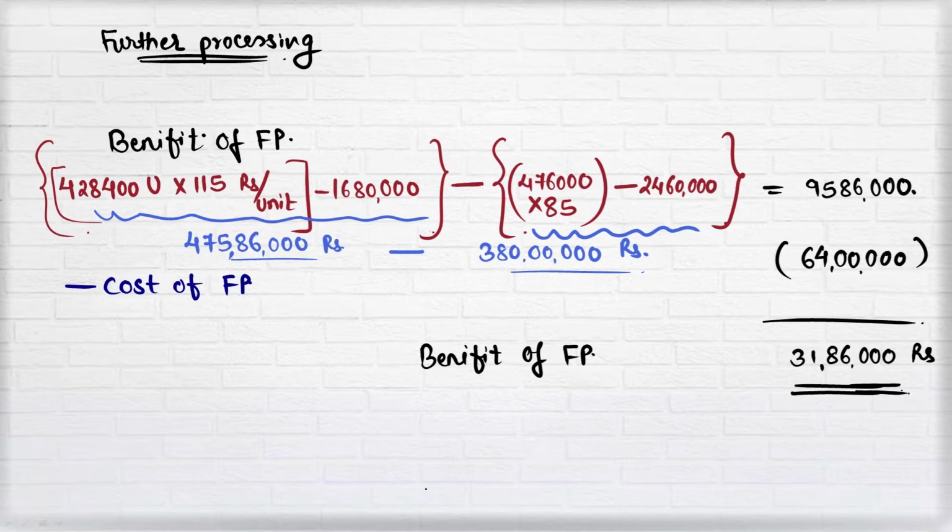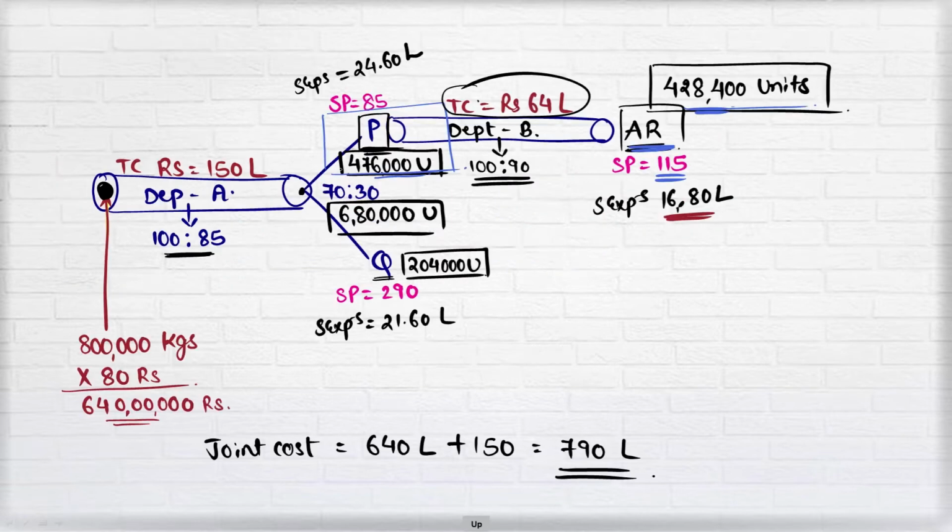It is not weird. At a split off point, you are able to sell 4,76,000 units, and after further processing, you are able to sell only 4,28,400 units. Your units are decreasing. It does not matter. You should concentrate on rupees, right? Units is not important for us. Should you further manufacture? The answer is always yes. So you should never sell product P. You should always be selling product AR by further manufacture.